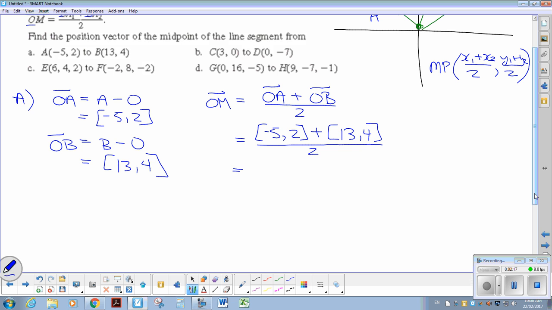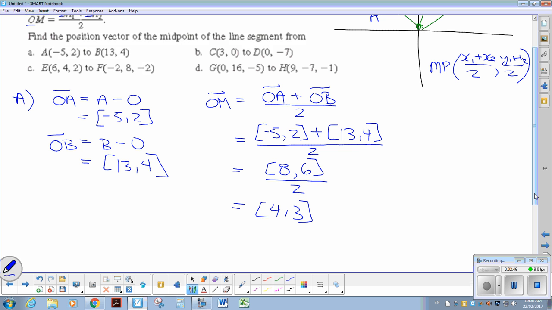So we end up with -5 plus 13, which gives me an 8. 2 and 4 is 6. Divide that vector in half, and we end up with the midpoint vector of (4, 3). There you go, that's all that's involved in finding that midpoint vector. It's the same process whether it's 2-space or 3-space. Nothing really changes. You just end up having to divide the z term by 2 as well.